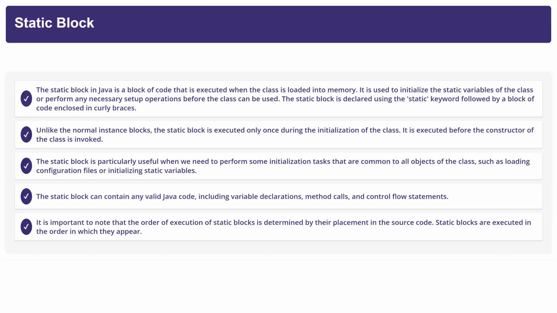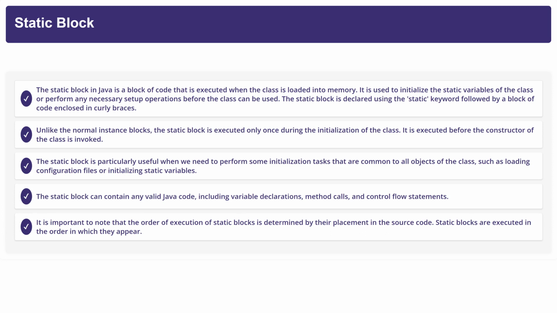The static block in Java is a block of code that is executed when the class is loaded into memory. It is used to initialize the static variables of the class or perform any necessary setup operations before the class can be used. Unlike normal instance blocks, the static block is executed only once during the initialization of the class. It is executed before the constructor of the class is invoked.